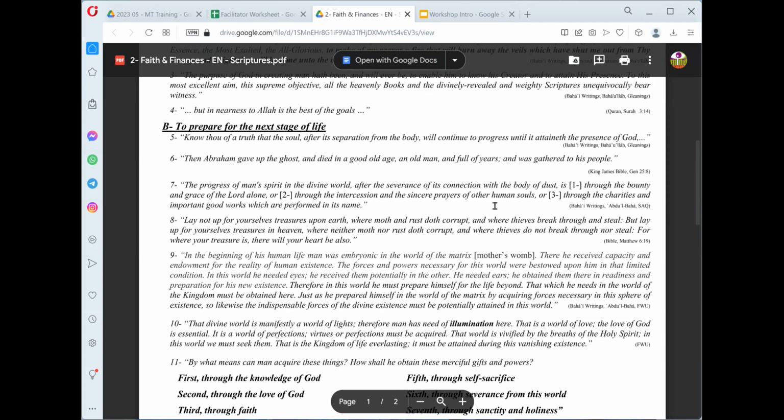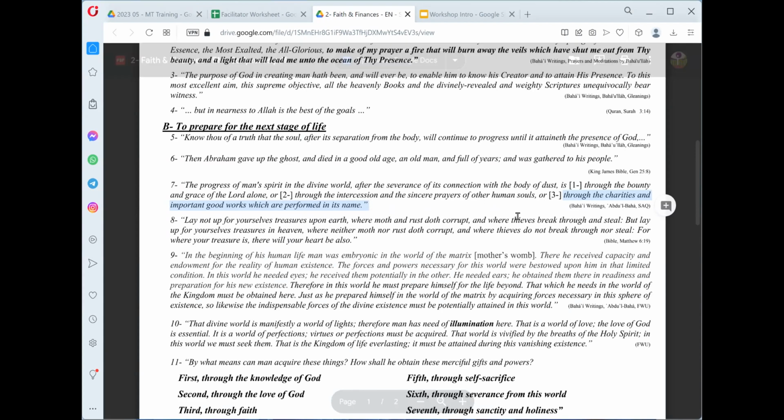Because of this particular one, number 3 in here, I'm going to highlight it. So this one says, again, if you believe that there's a soul, a spirit that continues to live after this life, that soul will progress through the worlds of God until it attains His presence. And one of the ways that it can be done is through the charities and important good works that are performed in the name of that person. So if you see, often there are projects that are named in honor of someone, or money is donated in honor of someone. That helps our soul in the next world. That's what it does.